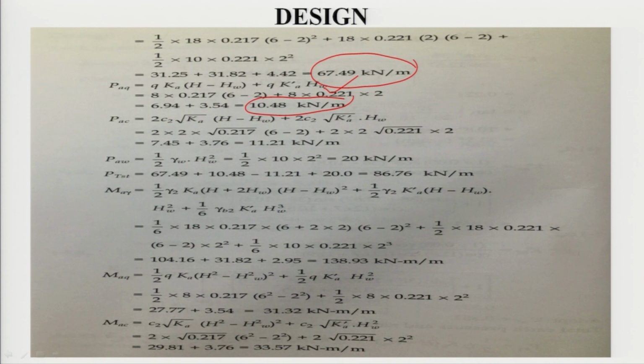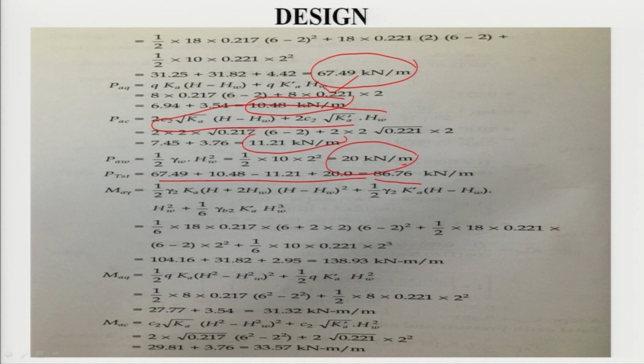So in this way we can calculate the PAC, and putting the parameter value in this equation we will get 11.21 kilonewton per meter. Again PAW we can calculate, putting the value of parameters we will find 20.20 kilonewton per meter. Likewise we can calculate the PTST by adding all of this, this one plus this one minus this one plus this one, so that will come to 86.76 kilonewton per meter.